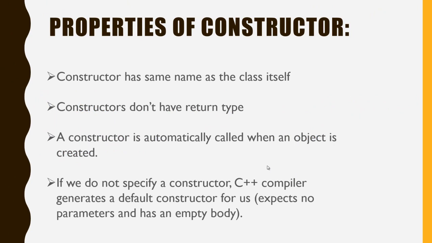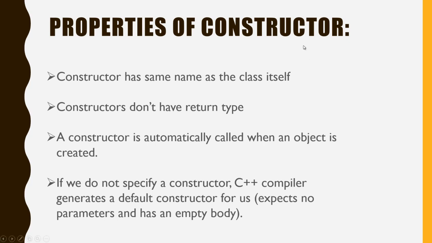One property is that it has the same name as the class itself, which means if a class has the name car, then the constructor would have the name car. Another property is they do not have a return type, which means they don't return any values. So they don't have to mention any return type.